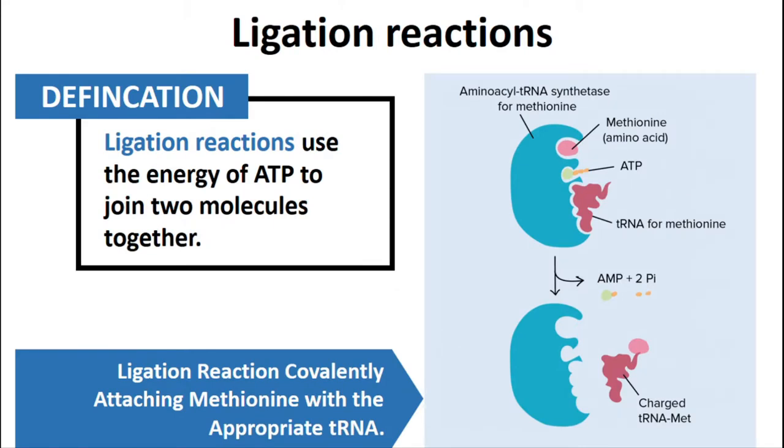Number 4 is ligation reactions. These reactions use the energy of ATP to join 2 molecules together. An example of this kind of reaction is the joining of amino acids with the tRNA molecule during protein synthesis.